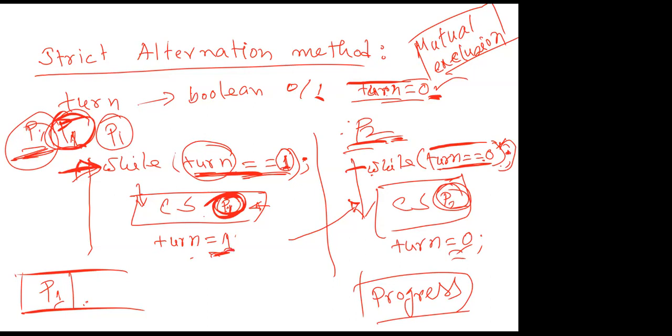Let's say P1 completes the critical section and makes the turn value 1. Turn value is 1, and then it goes back. It completes this critical section, and next your operating system schedules process P2.